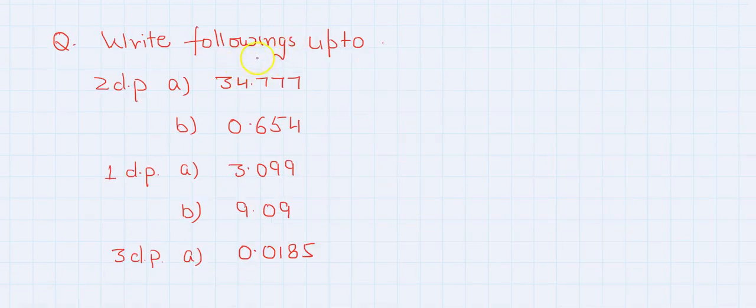Now let's take some more examples. We have to write the following up to 2 places of decimal. The first is 34.777 and part B is 0.654. We have to round it up to 2 places of decimal. So 2 places. So we will consider these 2 places after decimal.